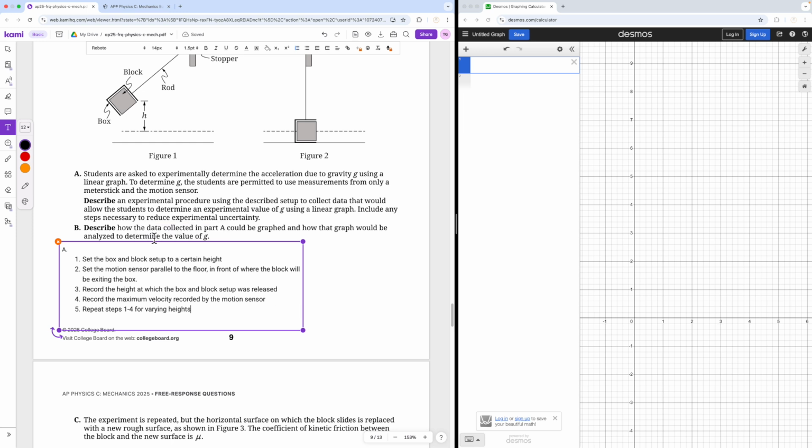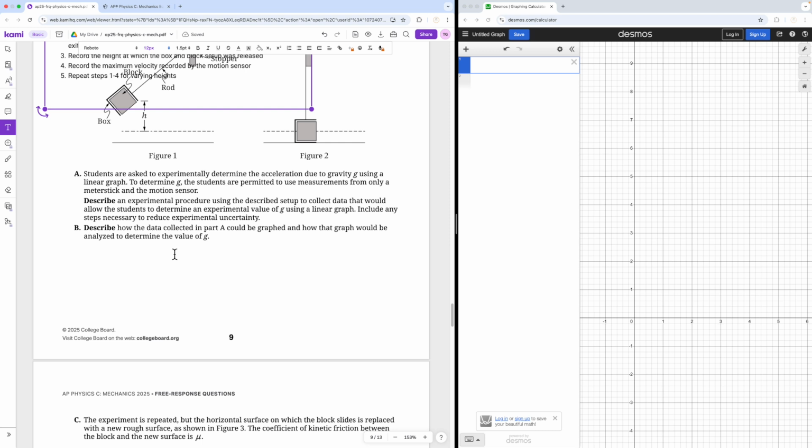Well, there we go, and let's see part B. How can we actually use this data? So describe how the data collected in part A can be graphed and how that graph would be analyzed to determine the value of g. Well, in order to do this, we're going to be using the conservation of energy.